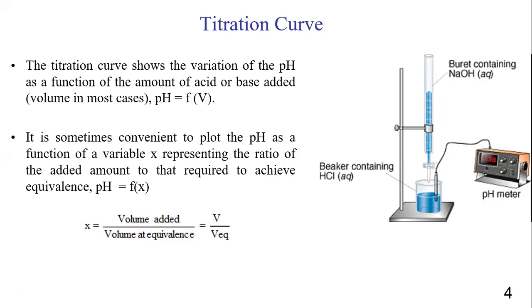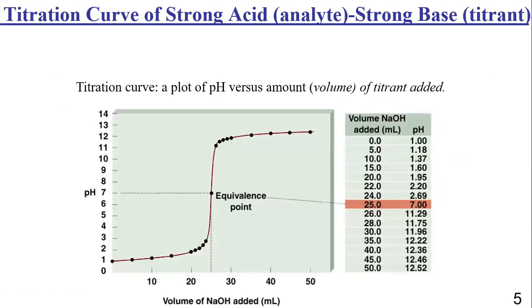Now, we monitor this pH change as a function of the volume of added OH minus. Another way to do a similar plot is to plot the pH as a function of a variable which we call x. This variable x is actually a ratio of the volume added to the volume at the equivalence point. It's pretty much the same shape of curve, just a difference in the x on the denominator.